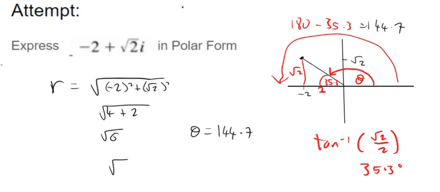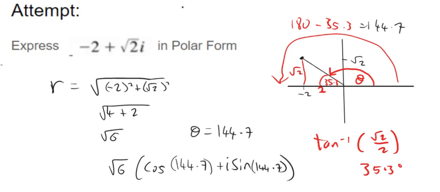So in polar form, then it's going to be root 6 cos of 144.7 degrees plus i sine of 144.7 degrees. So I'm leaving it in degrees here as it's easier, but generally you're looking to get it in radian form, to get pi over something, or just in terms of pi. So that's it.